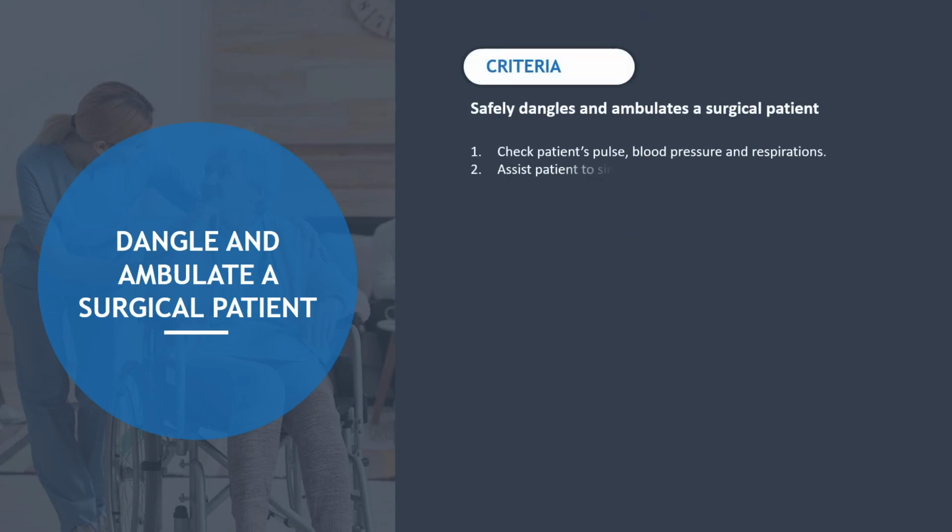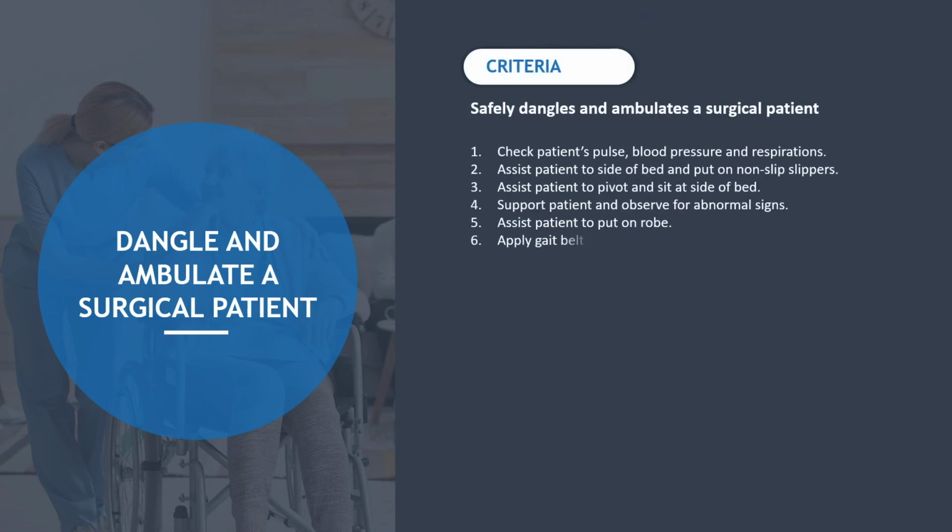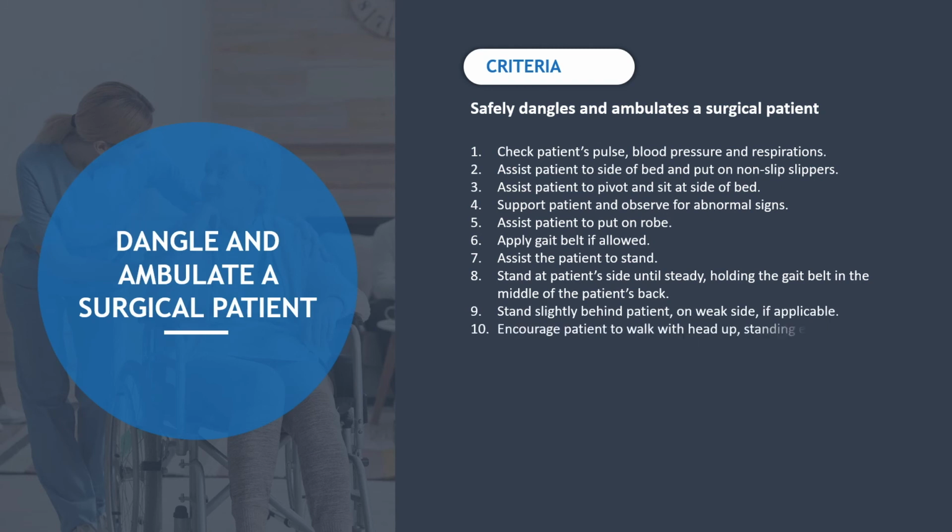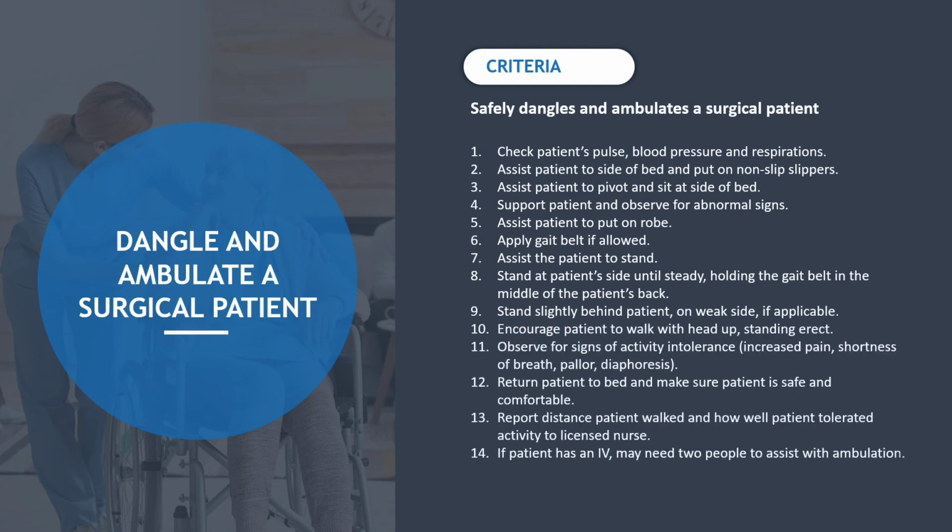Dangle and ambulate a surgical patient. Criteria: safely dangles and ambulates a surgical patient. Check the patient's pulse, blood pressure, and respirations. Assist the patient to the side of the bed and put on non-slip slippers. Assist the patient to pivot and sit at the side of the bed. Support the patient and observe for abnormal signs. Assist the patient to put on a robe. Apply a gait belt if allowed.